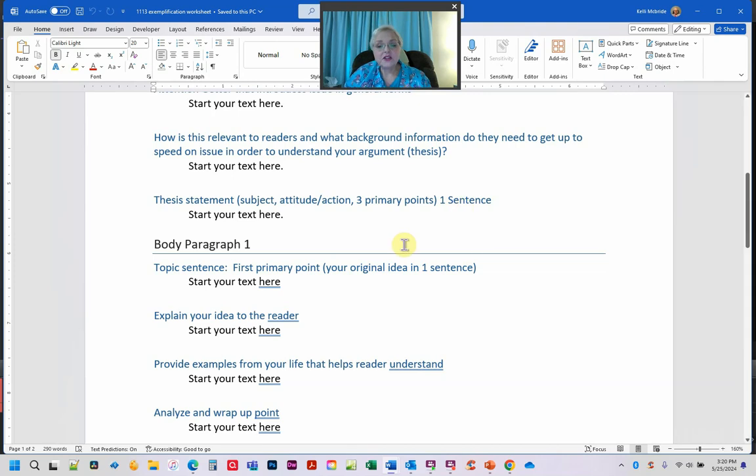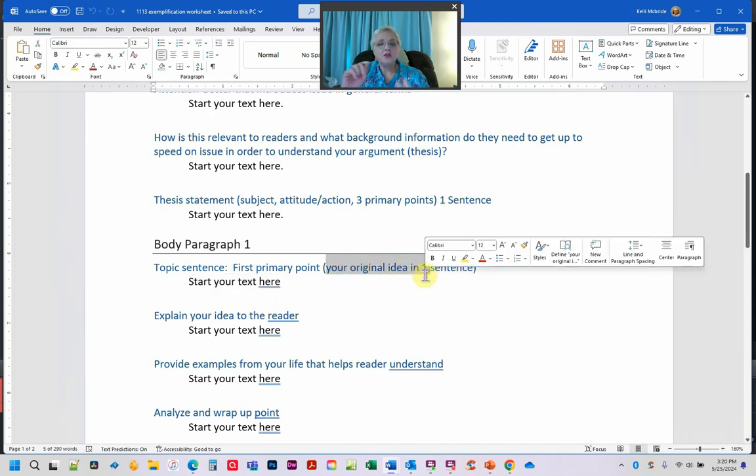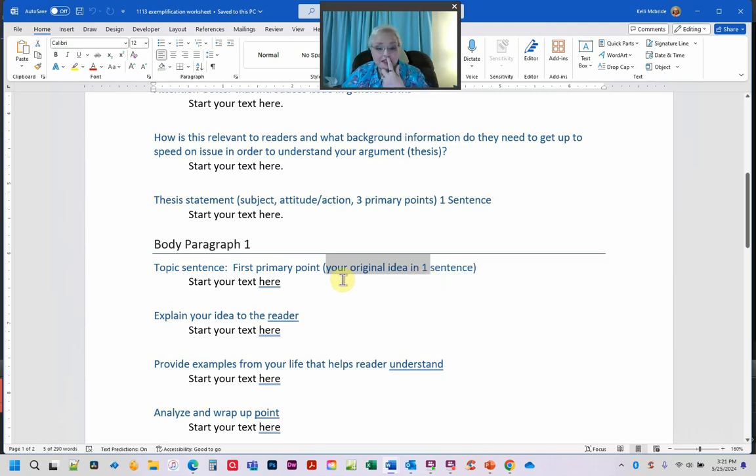And again, you notice here it says your original idea. You do not quote, you do not summarize, you don't paraphrase anyone else. The topic sentence and the thesis are your ideas. Right? So those should not have anything else except for what it is. So your topic sentence is basically going to tell us, what is this paragraph about?